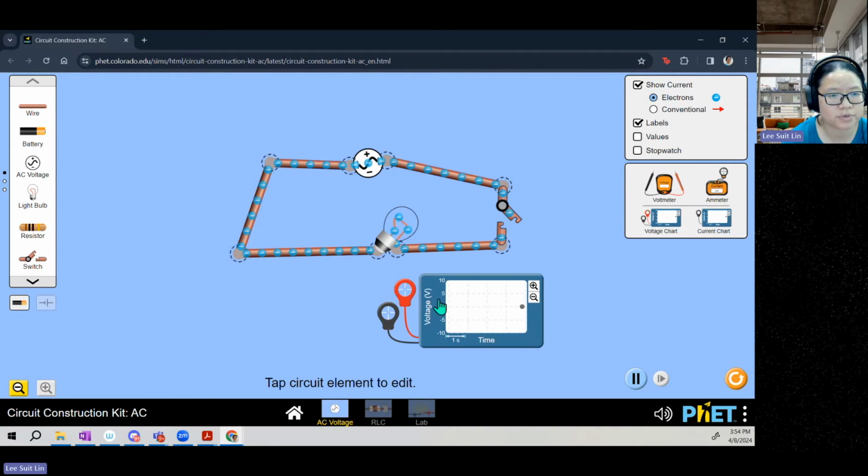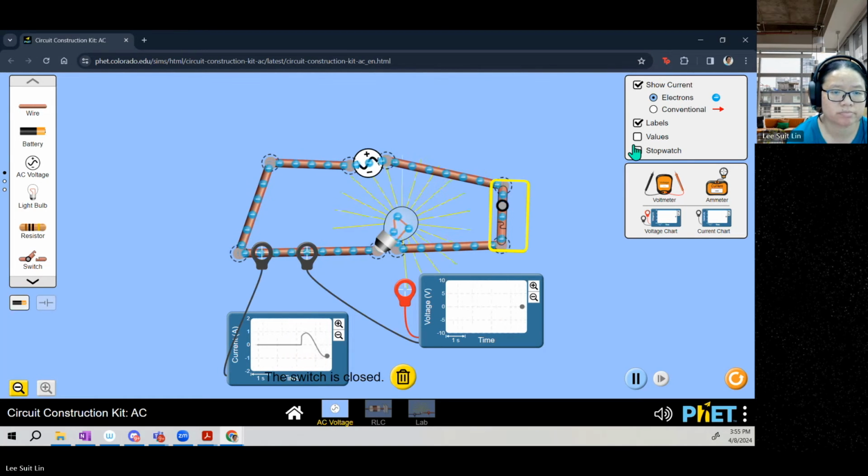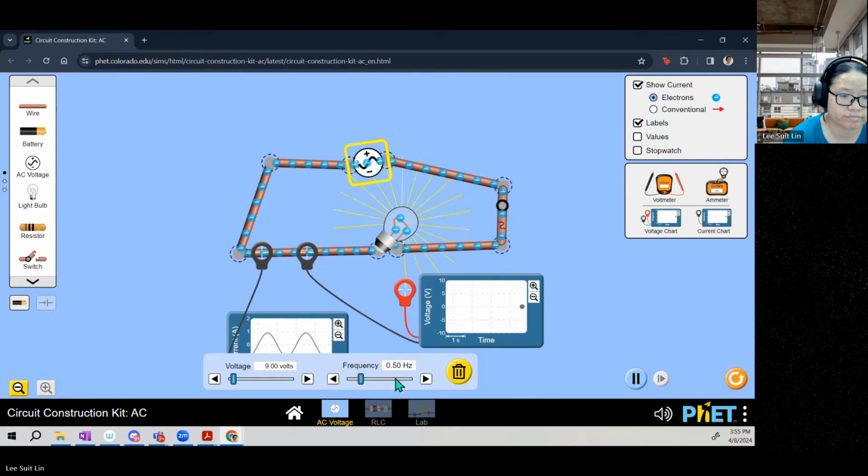I am going to put a voltage charge here. So electrons don't look like they're moving, but they are actually vibrating around a fixed position. Okay, let's go. Because this is a low frequency AC, 0.5 hertz only, you can actually observe that the light will become brighter and dimmer, brighter and dimmer.